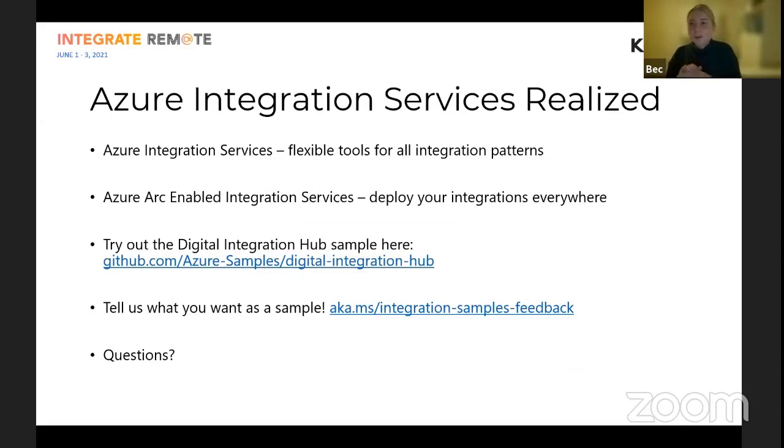So a quick recap of everything that I went through. Azure Integration Services provide flexibility in terms of tools, how you run them, and now where you run them. You can leverage Azure Arc to build your solutions once and deploy them to all the environments that you need to run your integrations, whether that be on Azure, off Azure, on an IoT device, wherever you can run an Arc-enabled Kubernetes cluster. If you want to get started with an end-to-end solution like the Digital Integration Hub, you can now clone that sample and build on top of it.